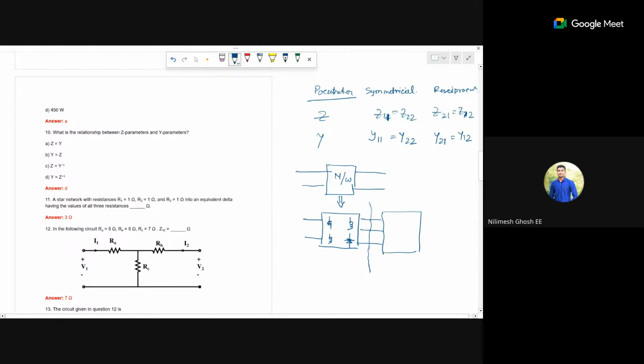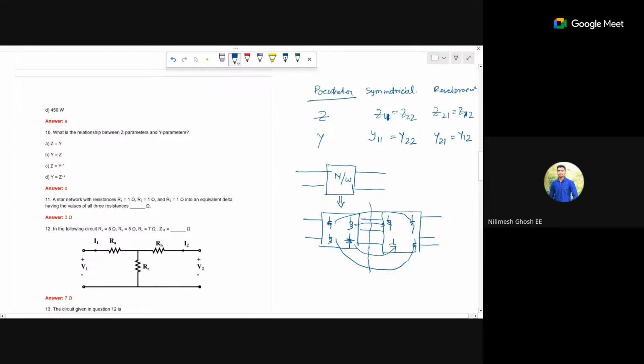This inductor will be placed here, this resistance here, this inductor here, and this capacitance here. This is exactly symmetrical. So from the middle of the circuit, if we place a mirror, it will be exactly the mirror image of the second half; then that circuit is called a symmetrical circuit. I will give you examples also, don't worry, you will feel it.